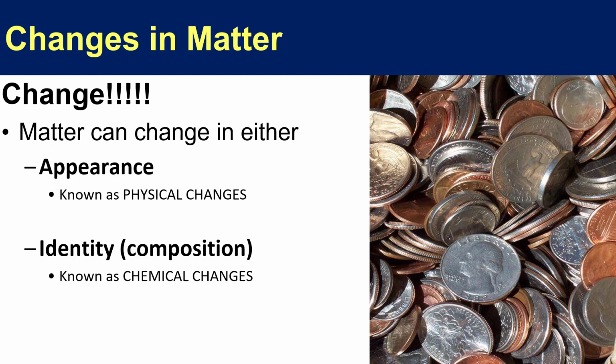is known as a physical change, or it can change in its composition or identity. That is known as a chemical change. So you have to think, when we are talking about what kind of change we are observing, was it just a change in appearance or did we have a chemical reaction and change the identity?